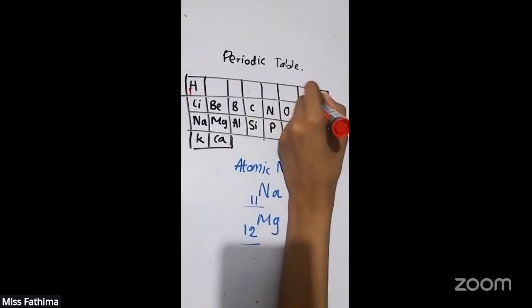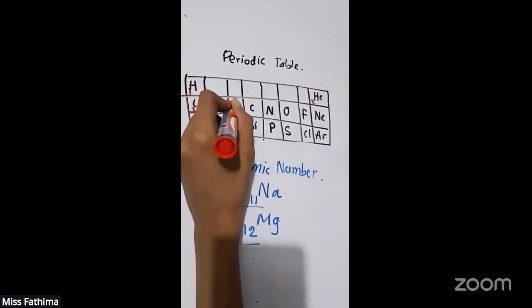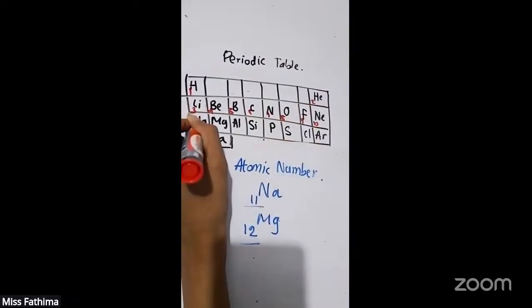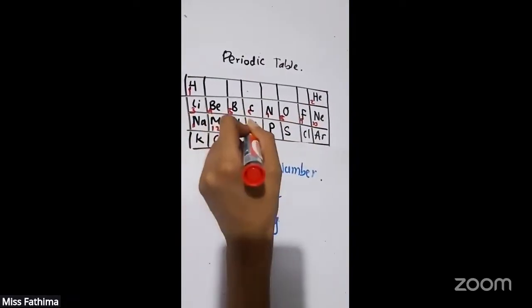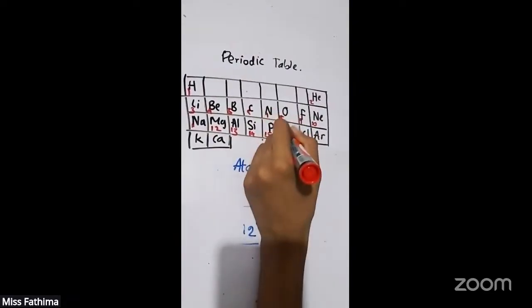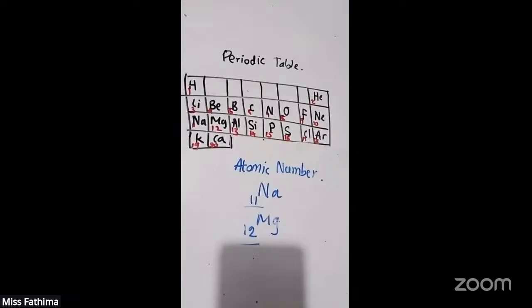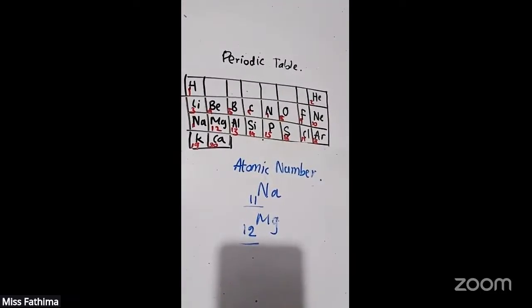1, 2, 3, 4, 5, 6, 7, 8, 9, 10, 11, 12, 13, 14, 15, 16, 17, 18, 19 and 20. Right? These are the numbers.